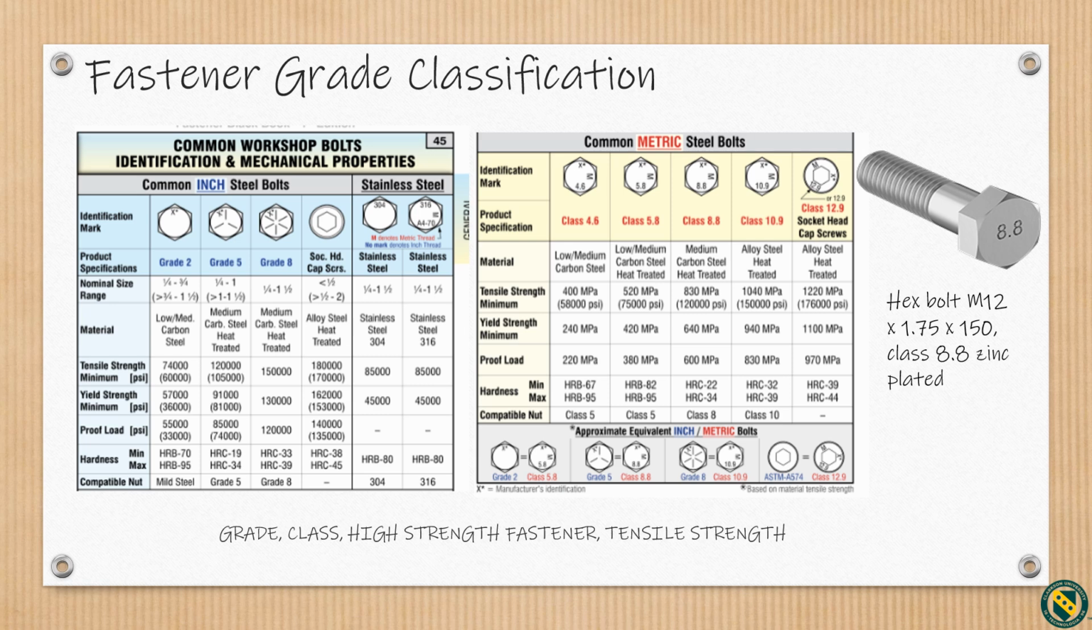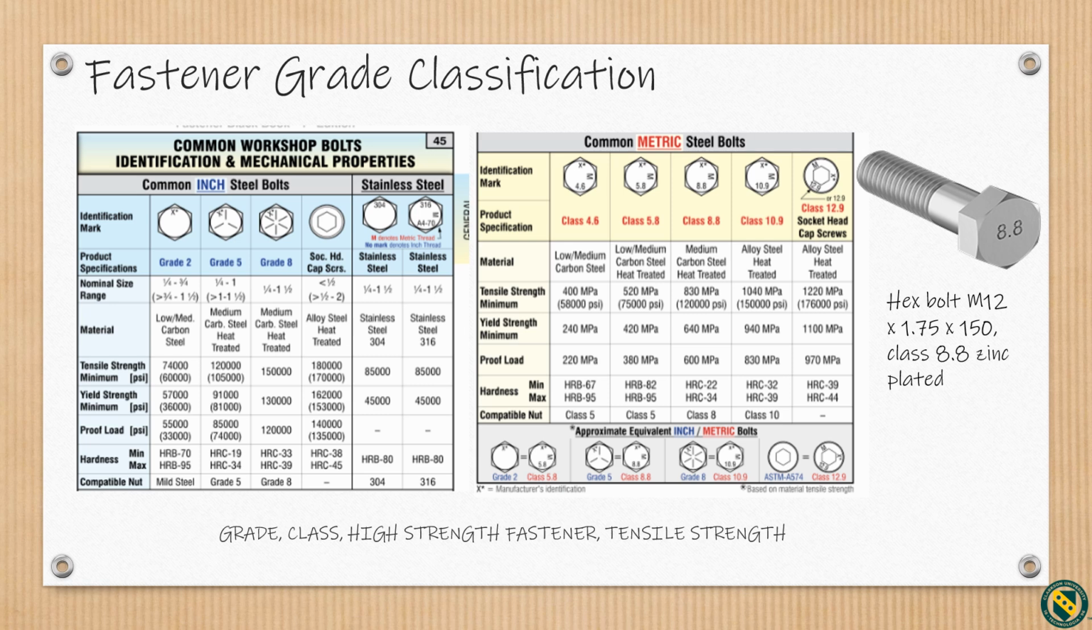Similarly, proof load is defined as the maximum tensile force that can be applied to a bolt that will not result in plastic deformation. In other words, the material must remain in the elastic region when loaded up to its proof load. Proof load is typically 85 to 95% of the yield strength.